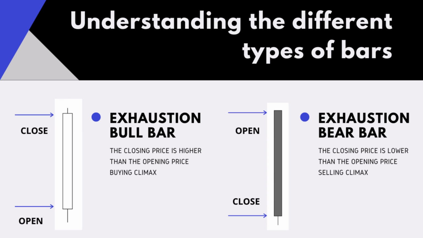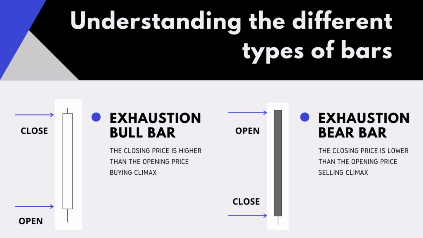And the last type of bar I would like to talk about in this video is the so-called exhaustion bar. So we have an exhaustion bull bar, which has the closing price higher than the opening price, and it shows that there was a buying climax taking place. Usually an exhaustion bar has a body several times larger than the average bar that you see on the chart, meaning that, for example, with the exhaustion bull bar, there were a lot of buyers panic buying. Probably there was some news announced.